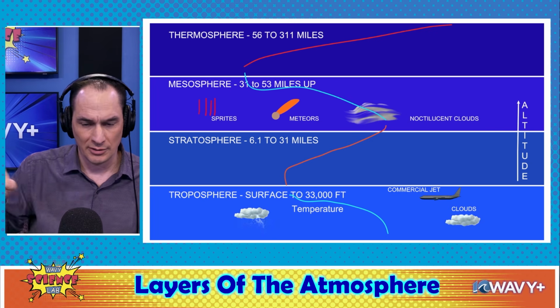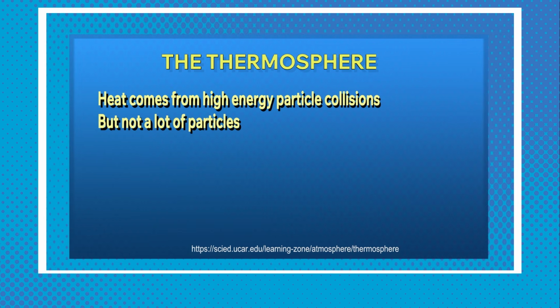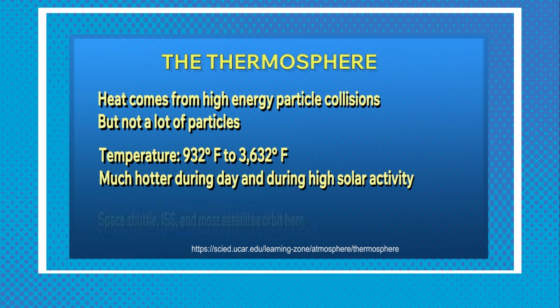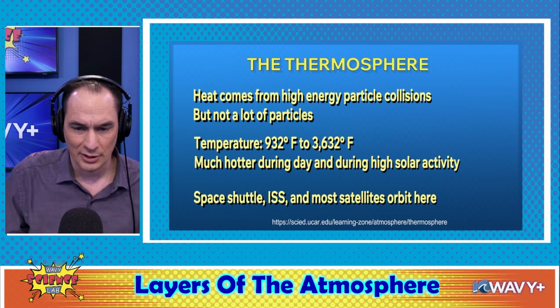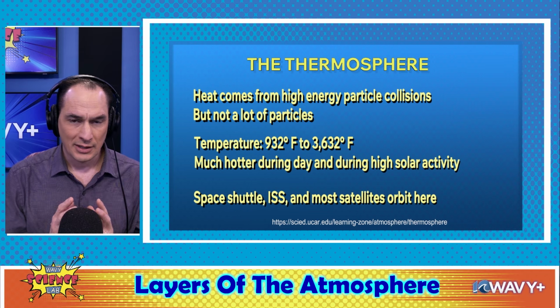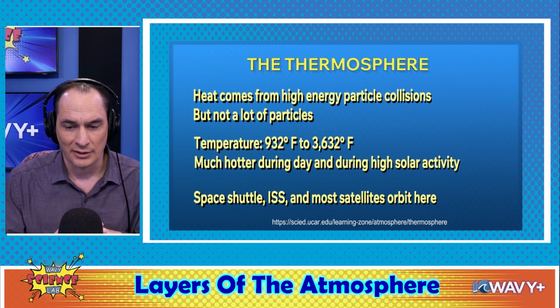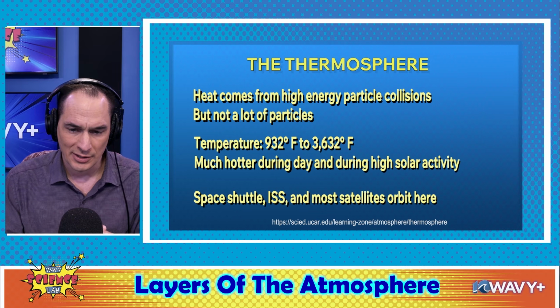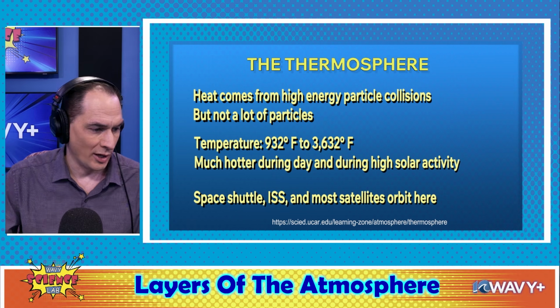So there's heating in the thermosphere. All right, so in the thermosphere, heat comes from high energy particle collisions. But there's not a lot of particles up there. It's less dense. The temperature can reach 932 to 3,632 degrees Fahrenheit, which is much, much hotter, during the day and during high solar activity. That makes sense, doesn't it? I mean, you've got the daytime temperature a lot hotter, the sun hitting it, and then at nighttime there's still some particles up there getting hit, but not nearly as much as when the sun's directly shining down on it. And the space shuttle, ISS, most satellites orbit here as well.